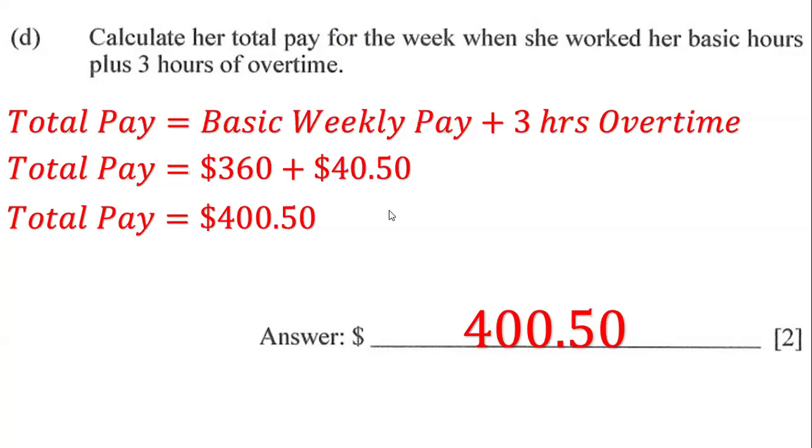How did I get it, Ethan? How did I get my answer? What did I do? Smith or Adderley? Adderley? You added the basic weekly pay and the 3 hours of overtime, which is $360 and $40.50, which add up to $400.50. Very good.